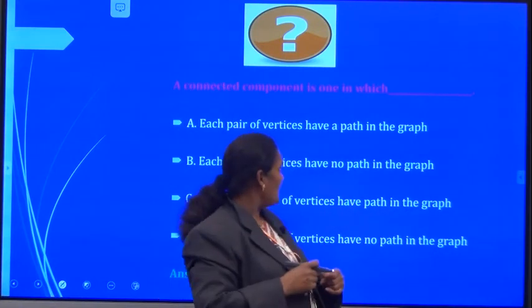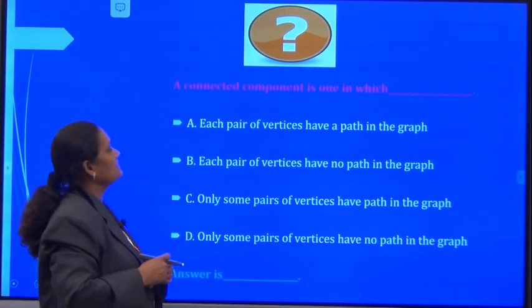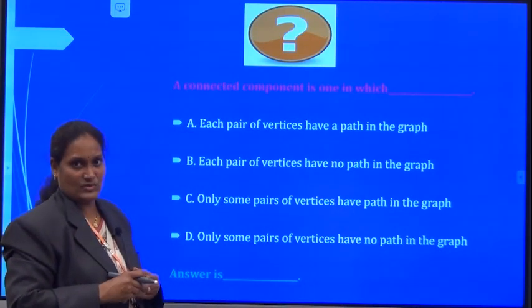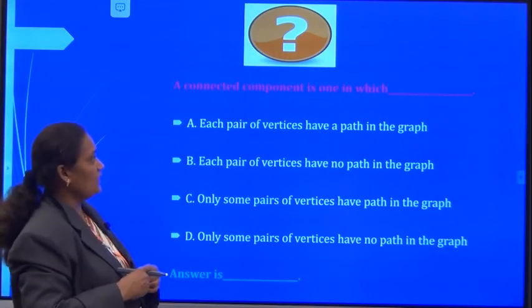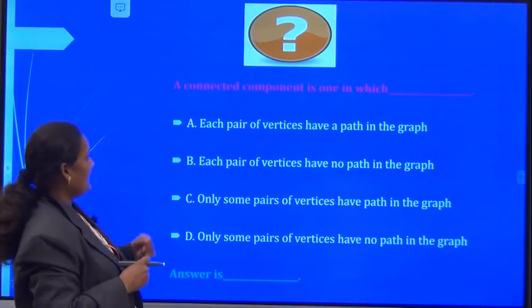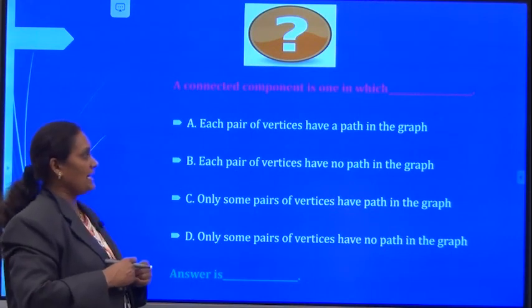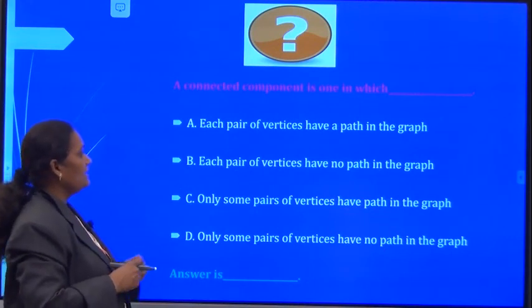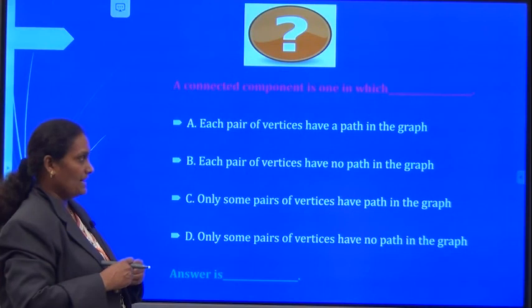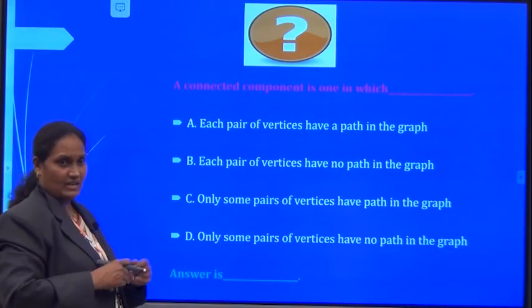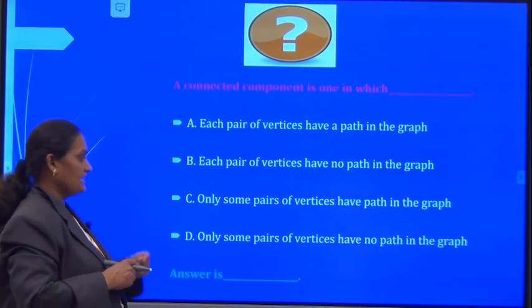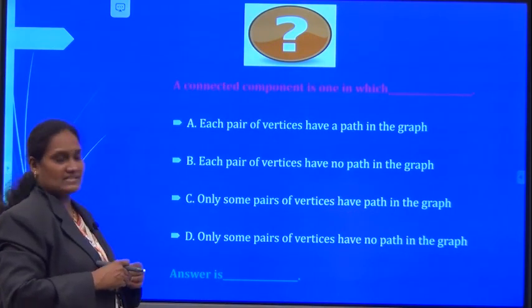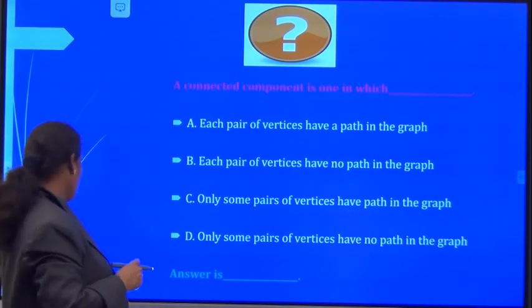To assess yourself, I have given some questions. Let us see these questions and answer them. The first question is, a connected component is one in which: option A, each pair of vertices has a path in the graph. Option B, each pair of vertices has no path in the graph. Option C, only some pairs of vertices have a path in the graph. Option D, only some pairs of vertices have no path in the graph.